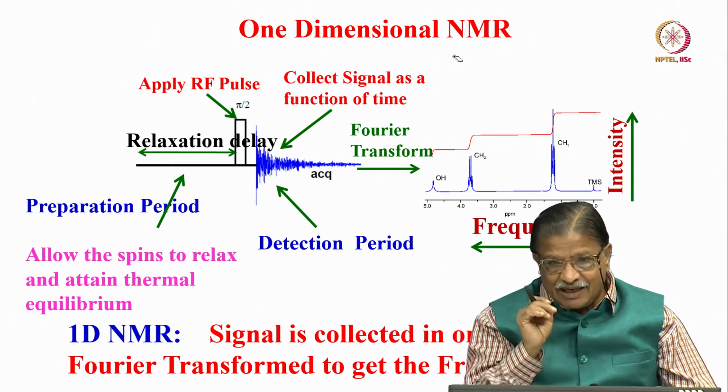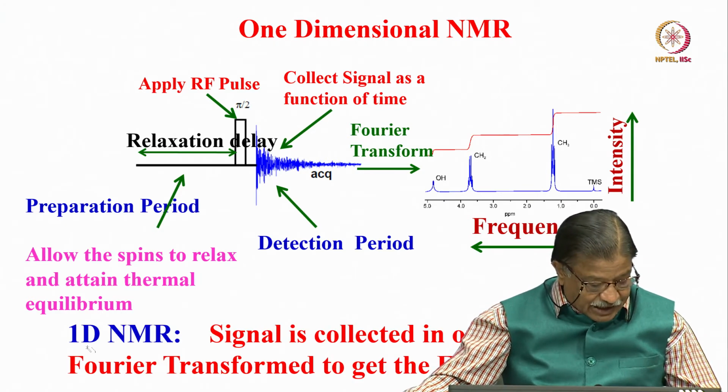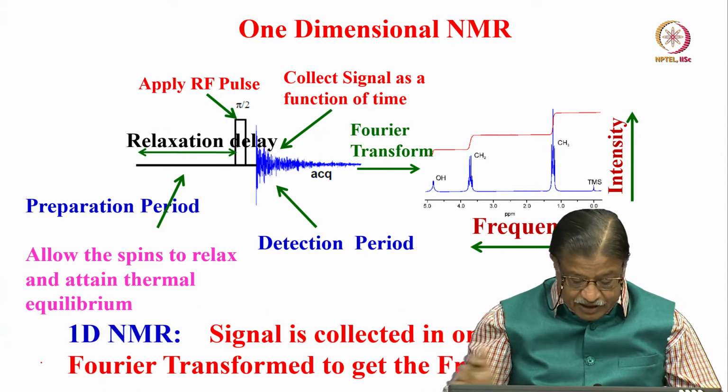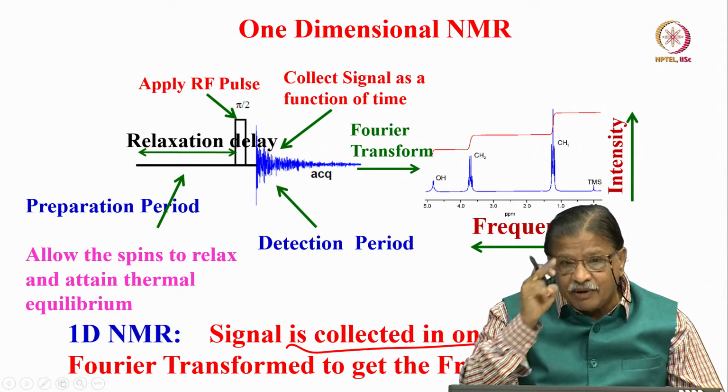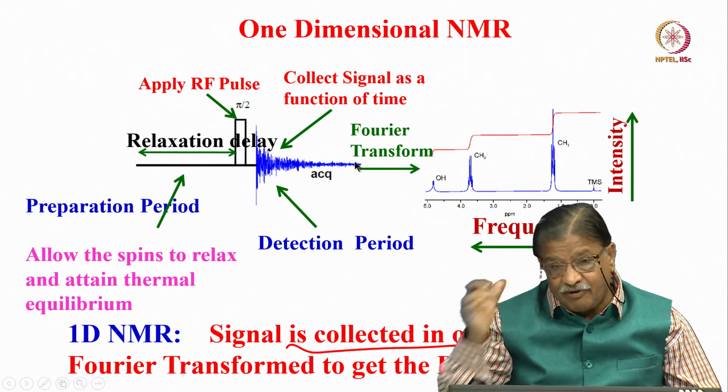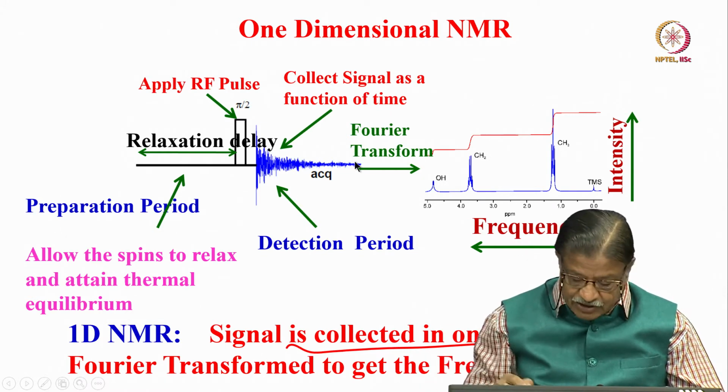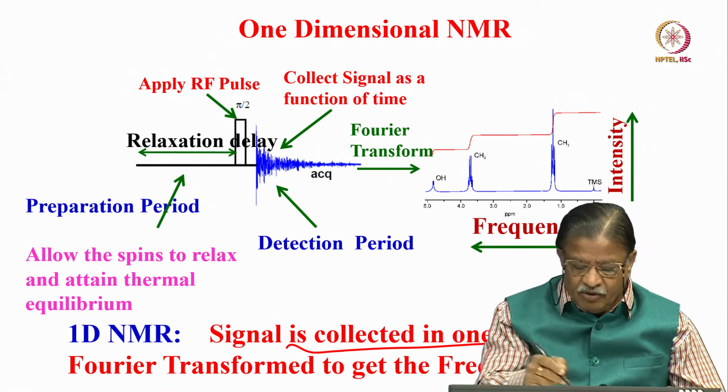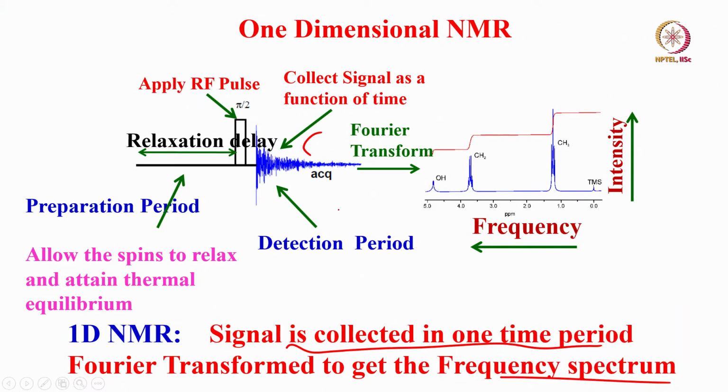1D NMR, from this diagram, what you will understand is that the signal is collected in one time domain. Here the signal is collected only in one time domain, and you do the Fourier transformation to get the frequency domain spectrum. One domain, time, Fourier transform, and you get the frequency domain signal. That is a simple 1D NMR.